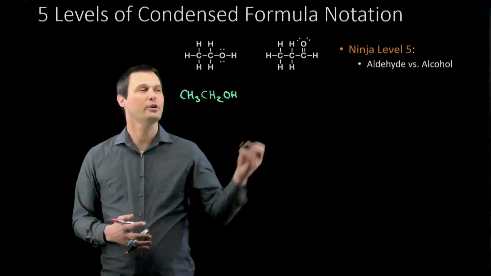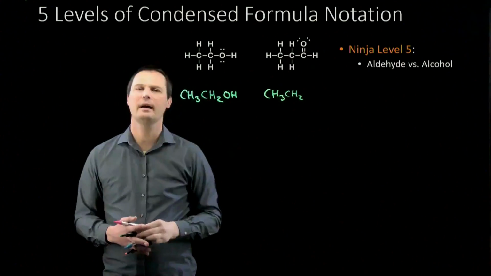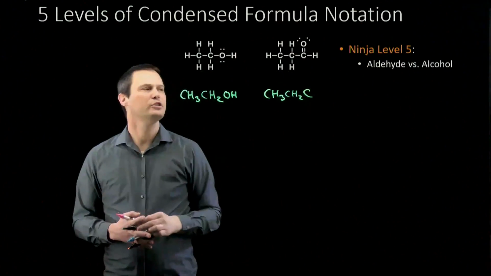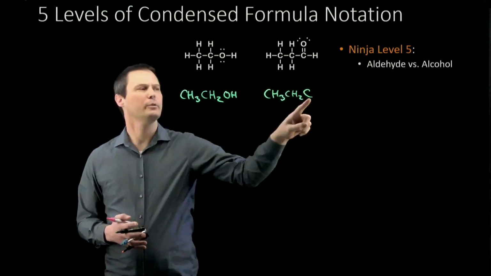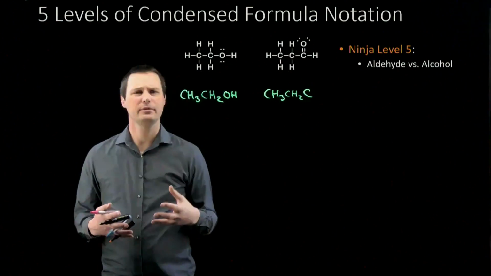For the aldehyde, we'll start off the same way. We'll start off with the CH3 group and then the CH2 group, but how we write the aldehyde is going to be a little bit different than how we write the alcohol. We start with that carbon to which the aldehyde is attached. If we were to write the oxygen and the hydrogen and we wrote COH, that looks a lot like the end of an alcohol, and that gets confusing. So we don't do that.